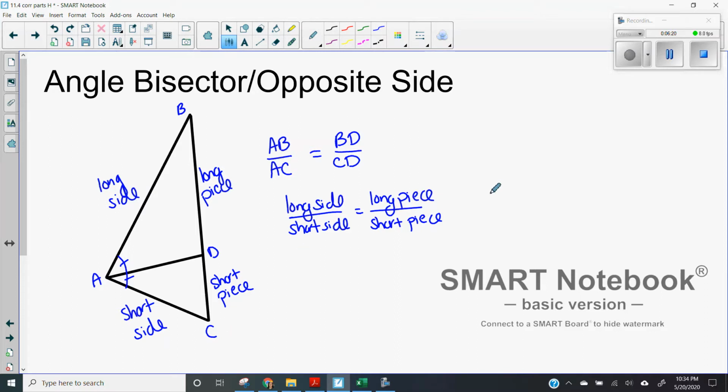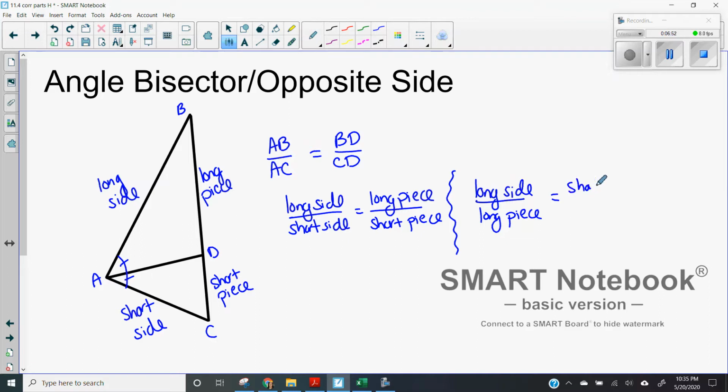I can also jumble that up a bit. We're being methodical here and correct in how we write this out, but you could also compare this ratio. Look at what I'm pointing at here: long side to long piece. If I compare these two, long side to long piece, that should have the same relationship as the short side to the short piece.